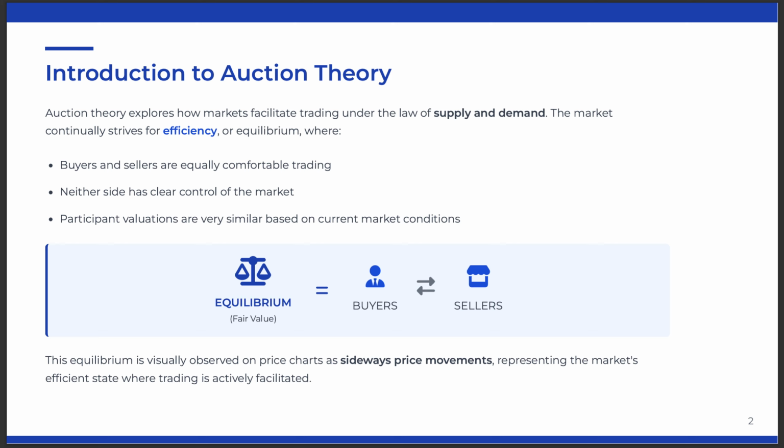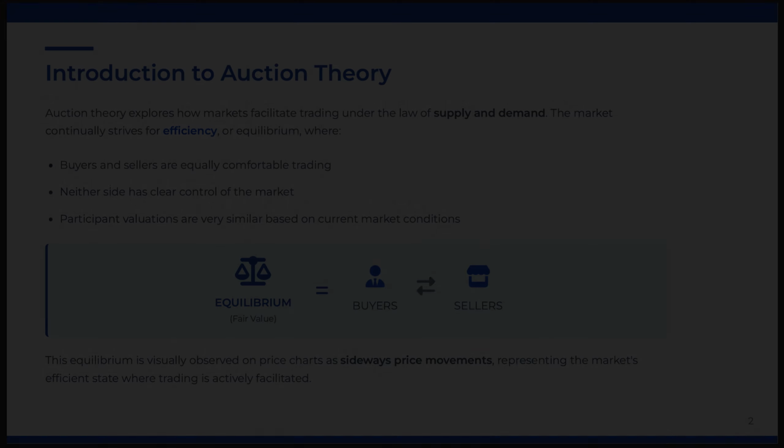Right then, let's dive straight in. Auction theory is brilliant in its simplicity. It's all about how markets bring buyers and sellers together, just like at your local farmer's market, but on a massive global scale. The market is constantly searching for that sweet spot we call equilibrium. Imagine it as a perfectly balanced seesaw, where neither buyers nor sellers have the upper hand. When this happens, everyone's comfortable, prices are fair, and trading flows smoothly. It's the law of supply and demand at its finest.